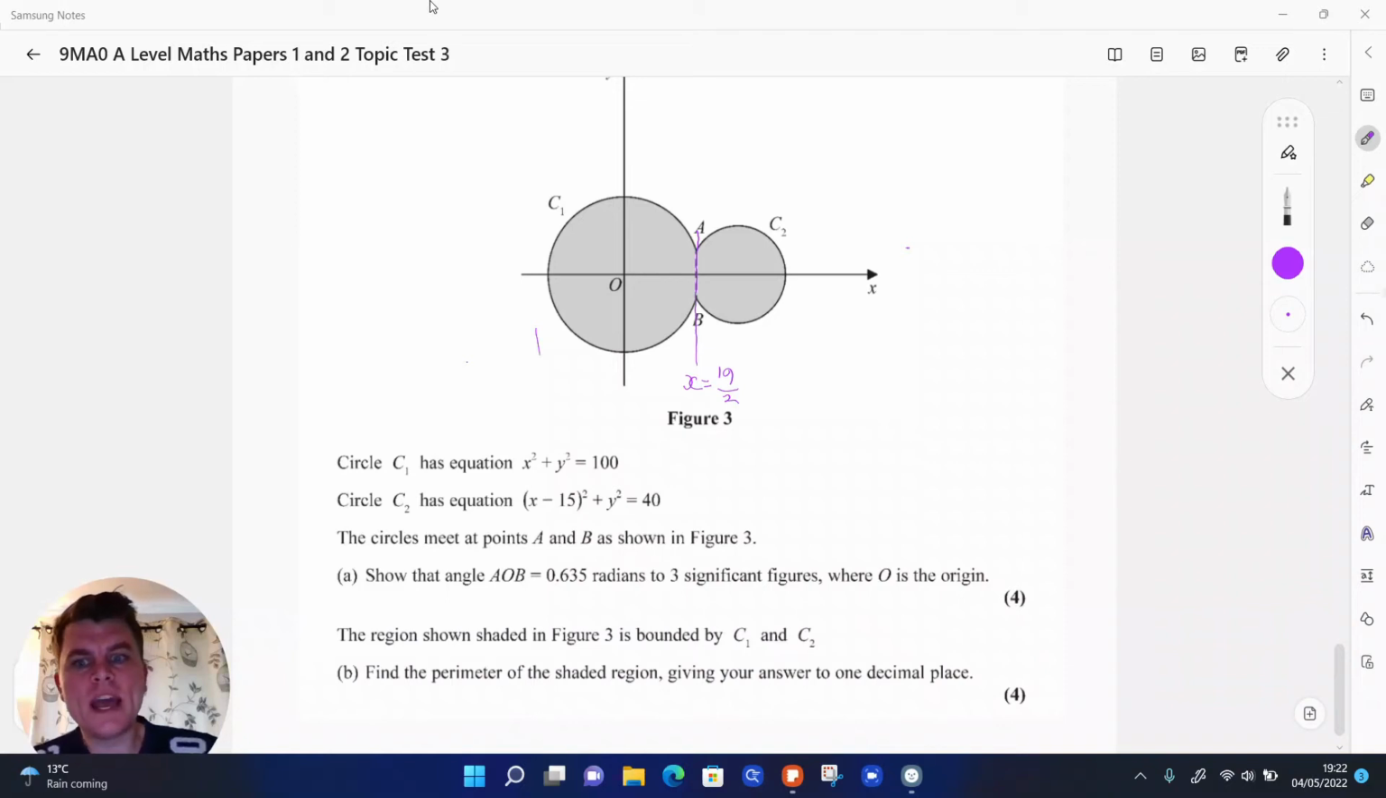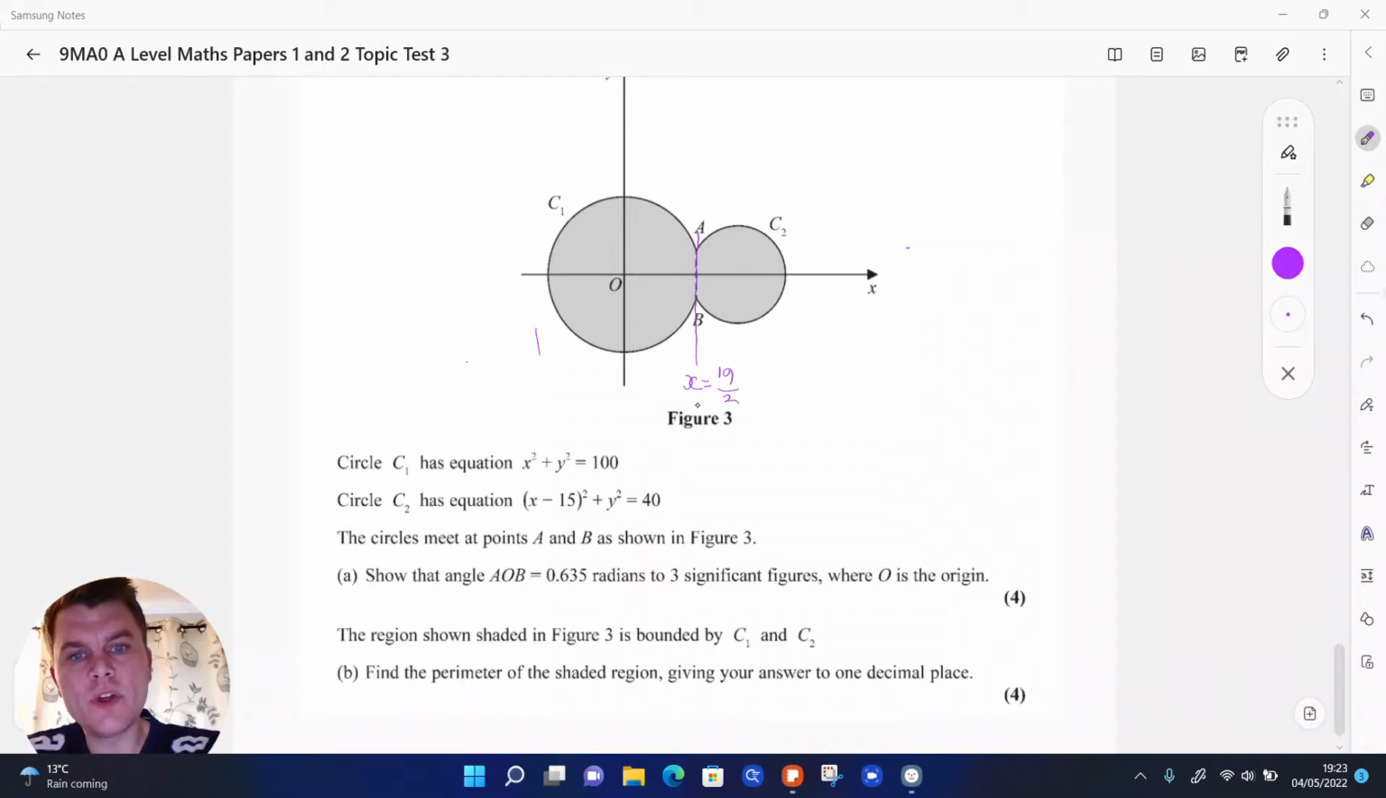In this question, we have two circles that are intersecting and they meet. The two equations are as shown. In part A, we had to show that angle AOB was 0.635 radians. And for part B, we need to try and find what the perimeter of this shaded region is.